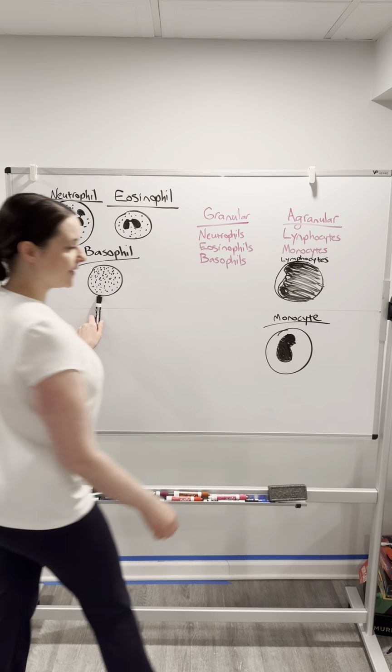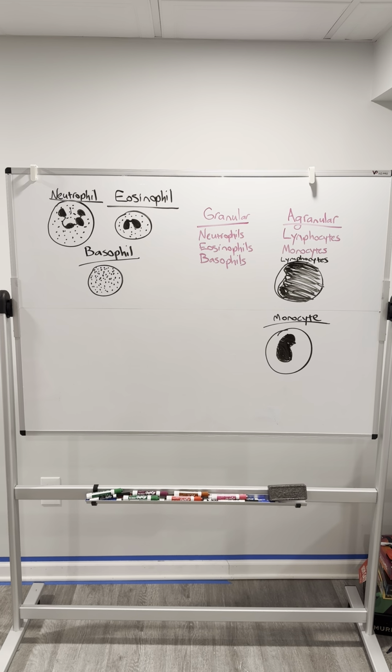Basophils here. That's the smallest percentage of white blood cells we have. About 1% of our white blood cells are basophils. The granules in our basophils have what's known as heparin and histamines, and they increase inflammation. So basophils are for inflammatory responses.